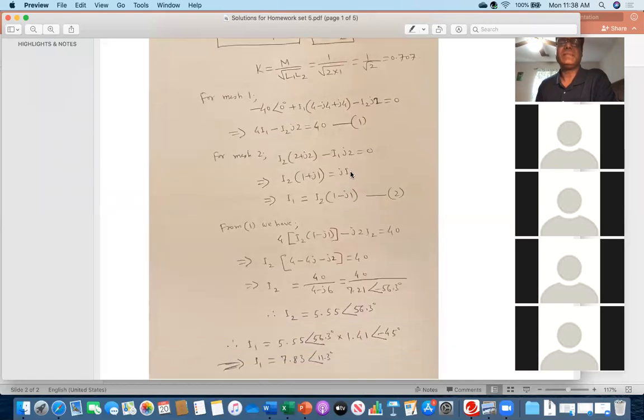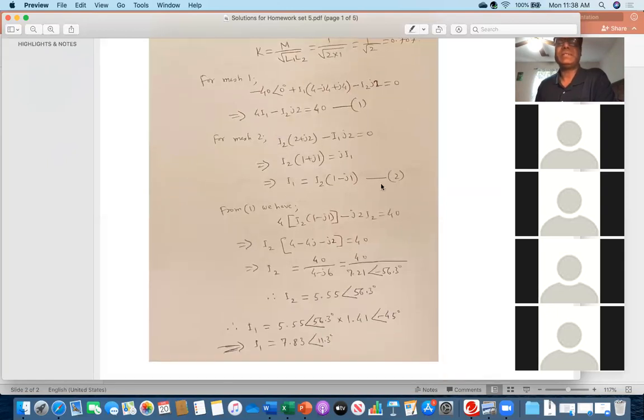So finally I am finding the value of I1. So I2, and then finally this is the value, 1 minus J1. Now I gave this equation number 2, and I am plugging this I1 value into equation 1. Everybody see: 4 into I2 into 1 minus J1 minus I2 into J2 equals 40.